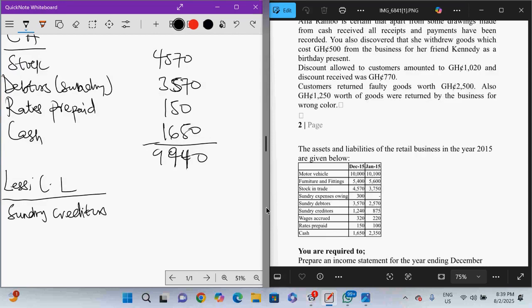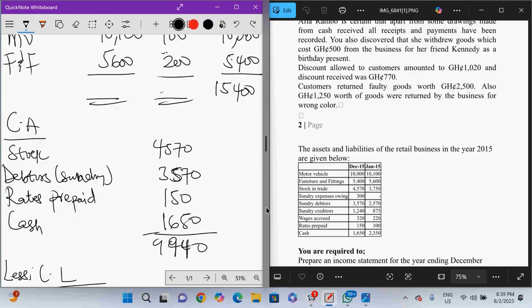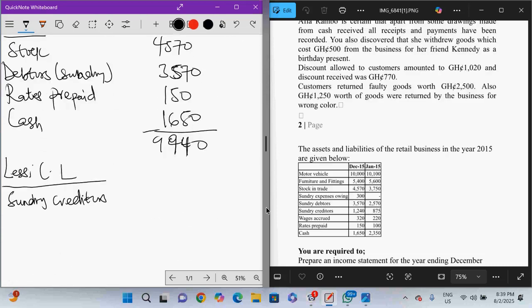Sundry creditors. How much is the sundry creditors? 1,240. What else? Sundry expense owings is a liability. Owings is a liability. Outstanding is also a liability.